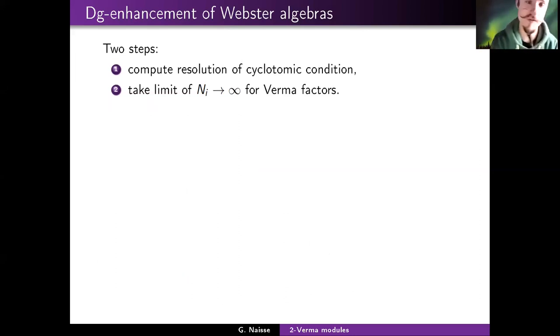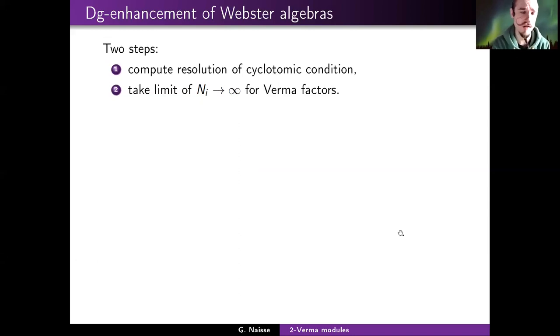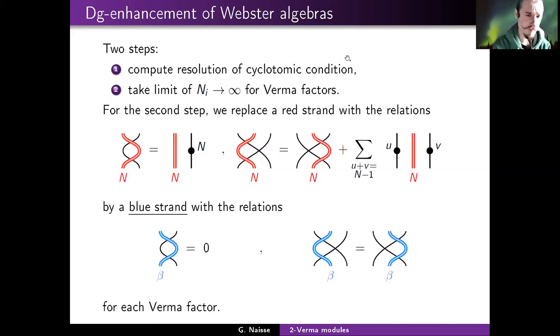All right, so this was for the first step. So if you believe me, we can construct a DG algebra like this, that DG enhances the Webster algebra. And now for the other step, we need to take the limit of N_i for the Verma factor.